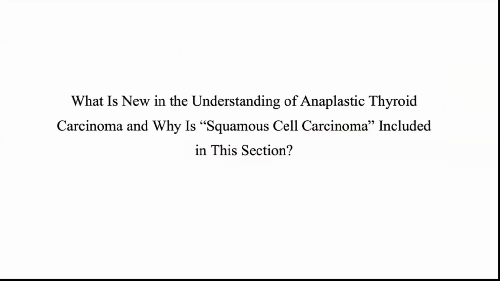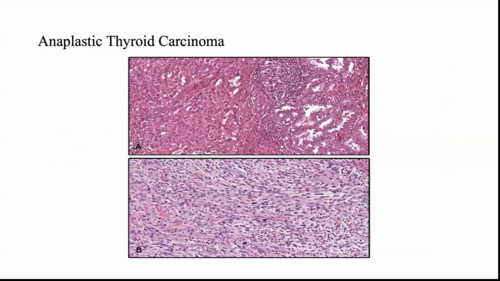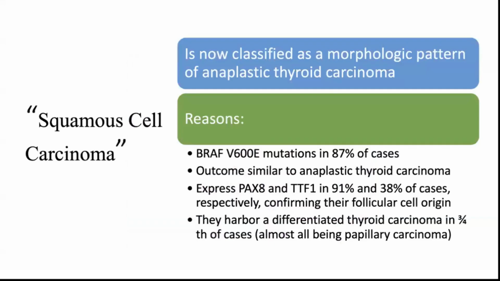So what is the new understanding of anaplastic thyroid carcinoma, and why is squamous cell carcinoma included in this section? That's because testing of all anaplastic carcinomas should be done for the presence of BRAF V600E mutation via IHC or genotyping. Anaplastic thyroid cancers are bizarre. They have a lot of stroma, a lot of spindle cells, and a lot of mitotic activity. So squamous cell carcinoma is now classified as a morphologic pattern of anaplastic thyroid cancers because BRAF V600E mutation is present in 87 to 90% of the cases. The outcome is similar to anaplastic thyroid carcinomas.